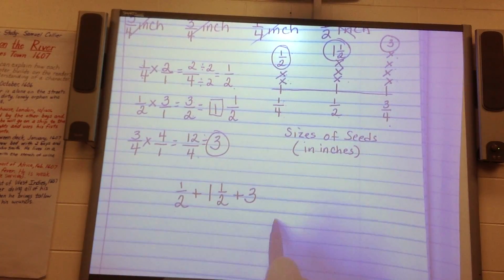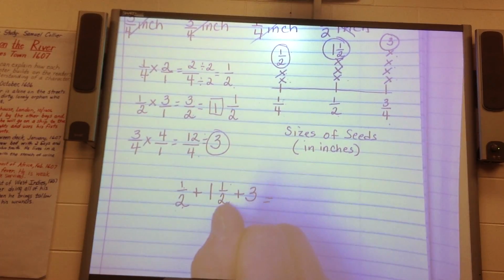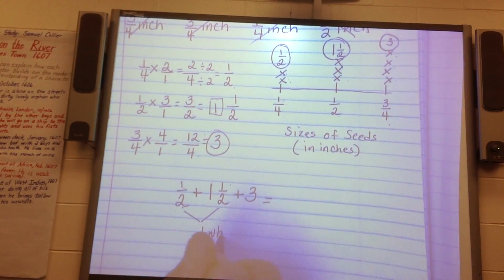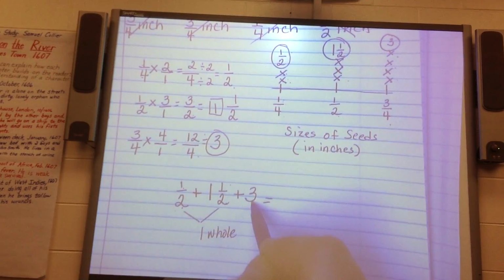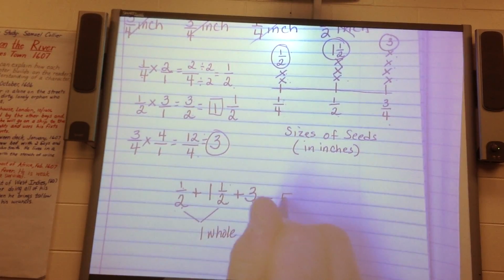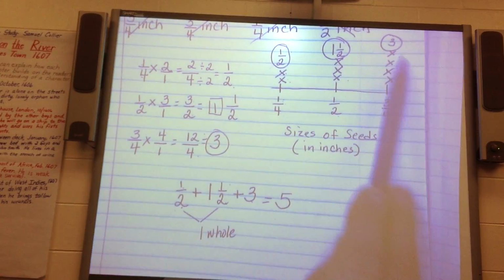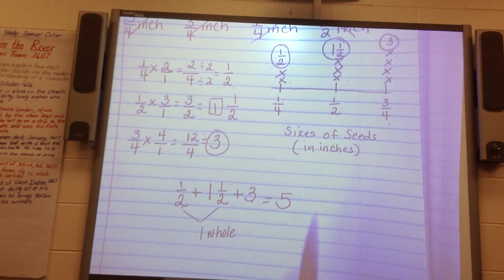And I'm going to add this together. So now I have 1/2 plus 1/2. That's equal to a whole. So I'm going to count that as 1 whole plus another one, that's 2, plus 3 is 5. So the total inches of all of my seeds laid side by side would be 5 inches.